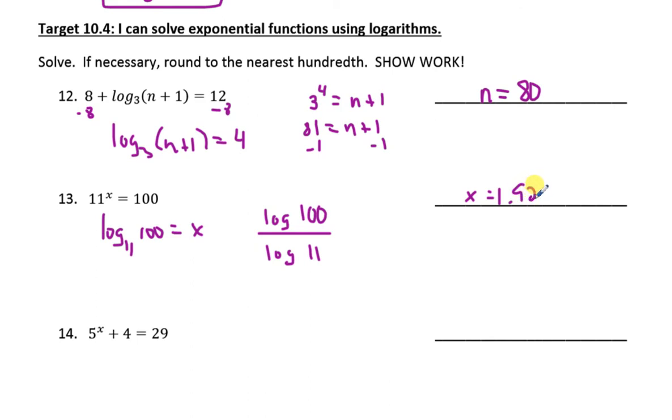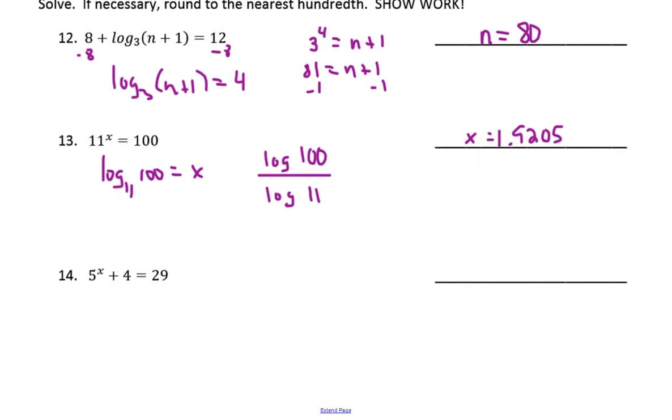And the other thing about these kinds of problems, when you get an x, put it in there. Put 11 to the 1.9205, and other than a little bit of rounding, it should equal 100. And it should be a little bit less than 2. 11 to the second power is 121, so we know it's a little less than 2.